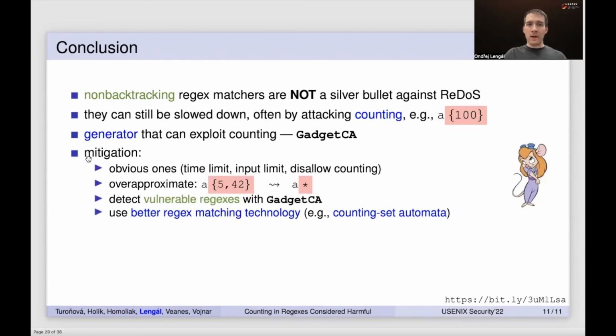The mitigations are the obvious, for example, by putting limits on the time, input size, or by disallowing counting in the regular expressions. Another thing you can do is to over-approximate the counting into a star. You can also use Gadgetka to detect the vulnerable regexes. And the last thing, you can use a better regex matching technology, for example, based on the formalism of counting set automata.